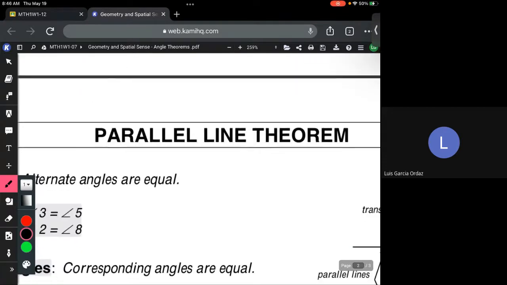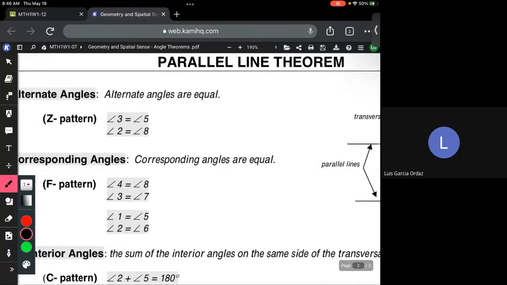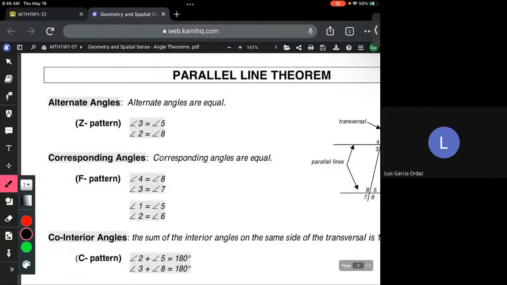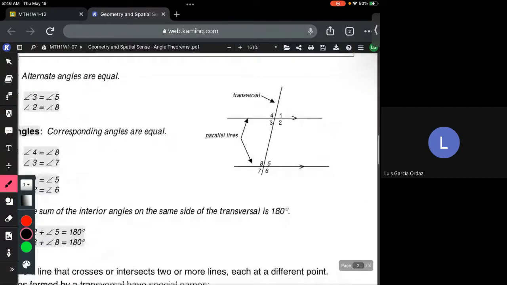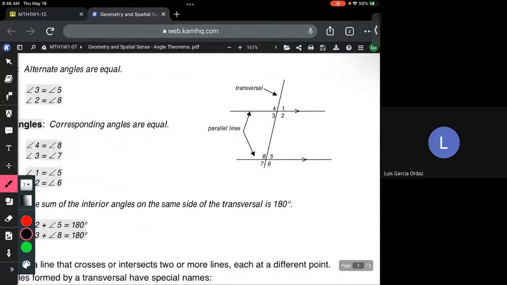Sturgeon. So now we're gonna get into patterns. You guys probably know the patterns from before, like the Z pattern, the C pattern, the F pattern. So the alternate angle pattern, which is the Z pattern. So if I draw a Z, literally draw a Z.